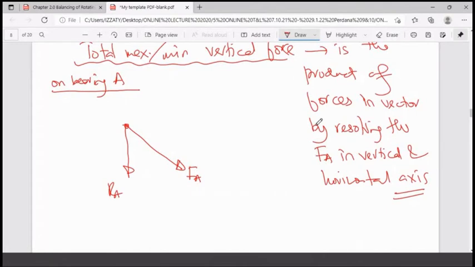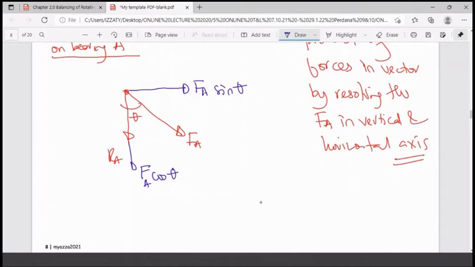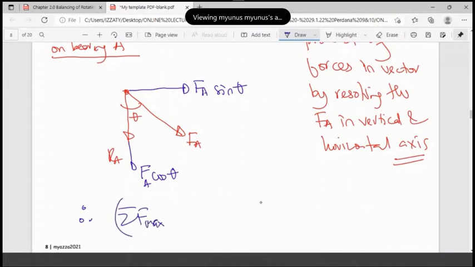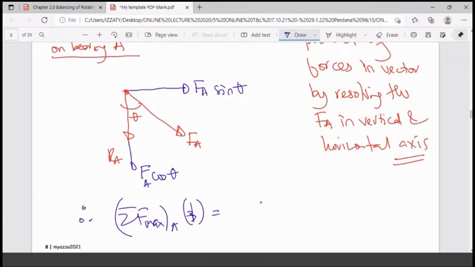Okay, so what does it say? Now, supposing this one is theta, you know the theta later on. The theory says that it is the resolving of the FA in vertical and horizontal. So you resolve this one, you'll be getting FA sine theta here. You resolving this one, you'll be getting FA cos theta. Am I correct or not? Yes, doctor. So when you resolve, the summation of F maximum for bearing A, for example, is equal to, saying that anything pointing downward is positive, you will have, in brackets, F of A plus FA cos theta.